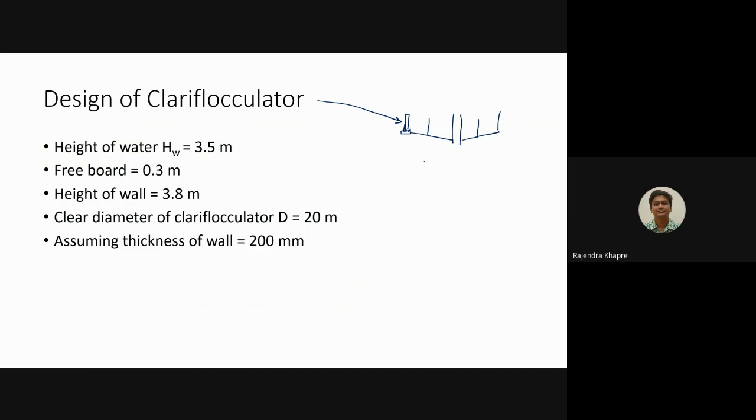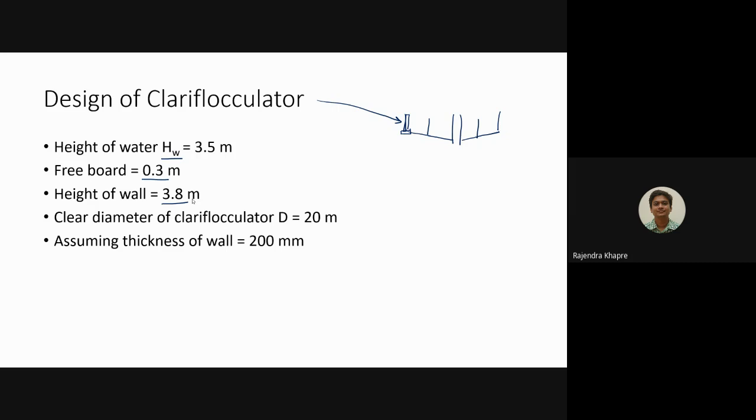This clarifier is already designed by the hydraulic engineer, so all we have to do is go for the structural design of this particular wall. The basic data which is given to you is the height of the water. Remember, this is the height of the water. It is given as 3.5 meters, and the freeboard which we are considering, generally we consider freeboard as 1 feet, which is equivalent to 0.3 meters. So the height of the wall which is required is 3.8 meters.